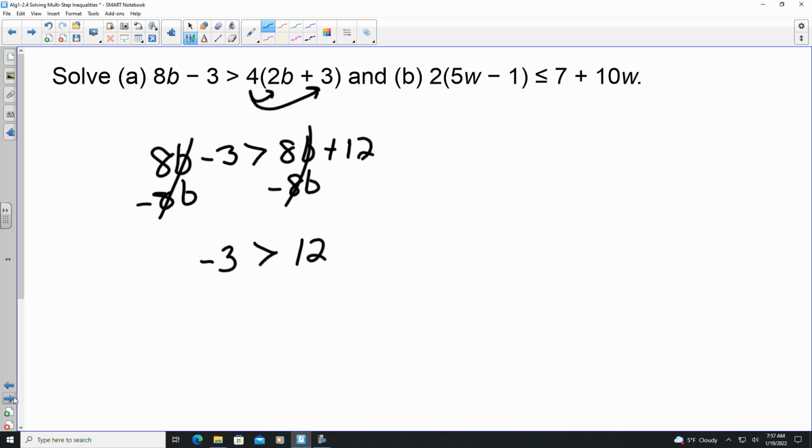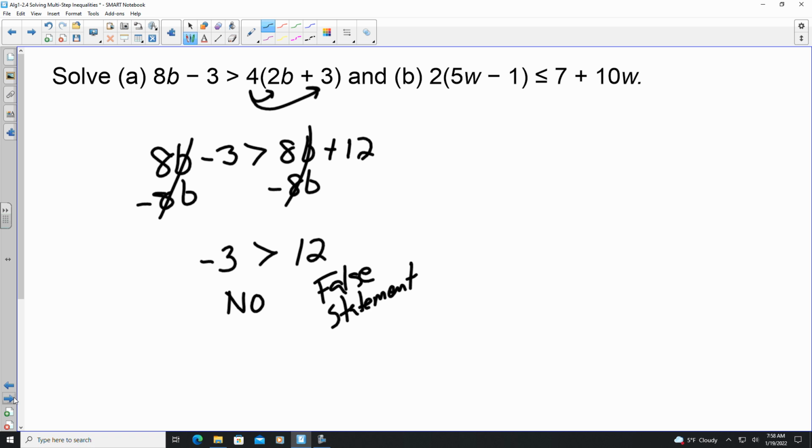Anytime that the variables have been eliminated in an inequality, we have to ask ourselves, is the inequality statement true? So we have to ask ourselves, is negative 3 greater than 12? The answer is no. So since it's no, this is considered a false statement.